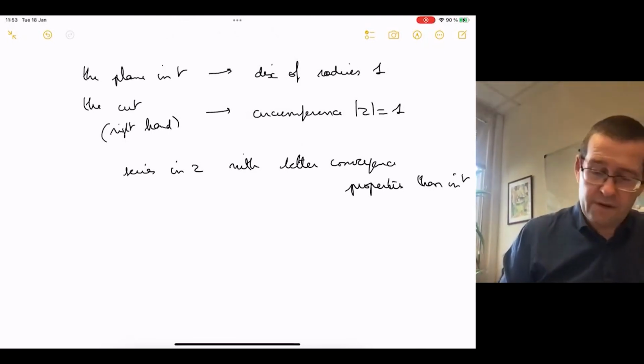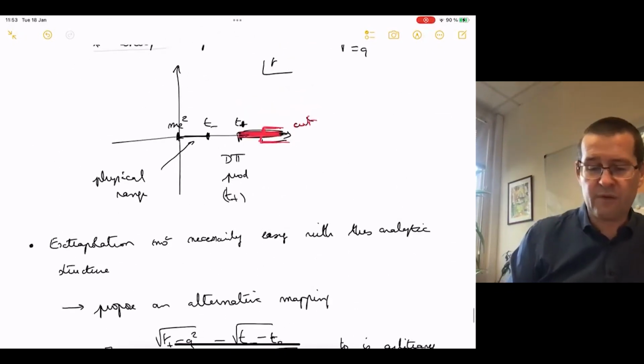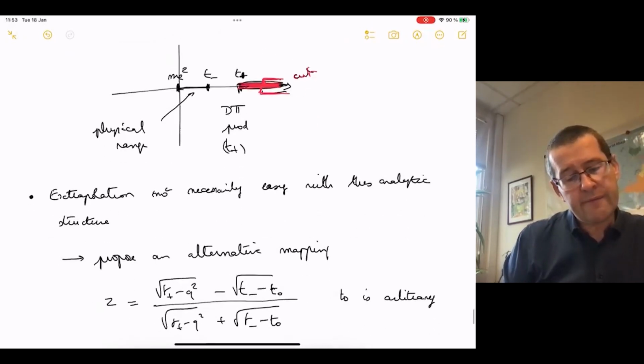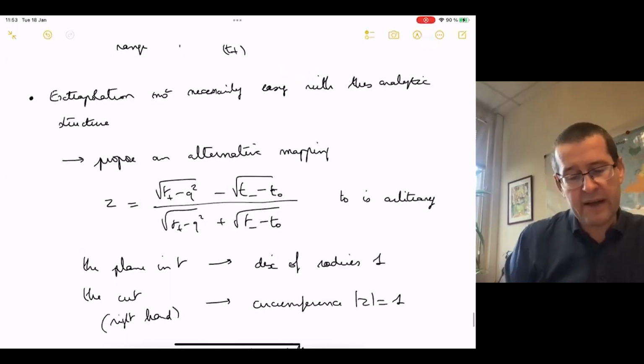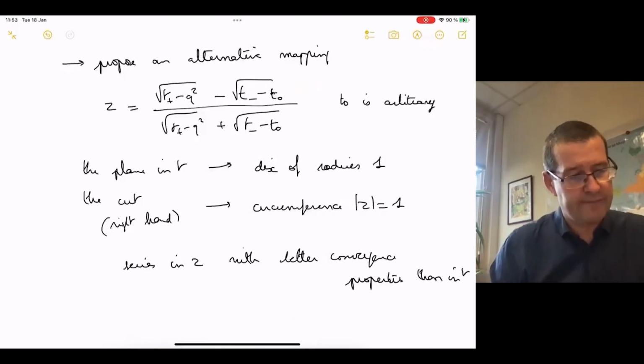Okay, so that's the first thing. So this idea that, since you know something about the analytic structure, you can choose a parameterization that will help you to be able to do extrapolations in a better way.